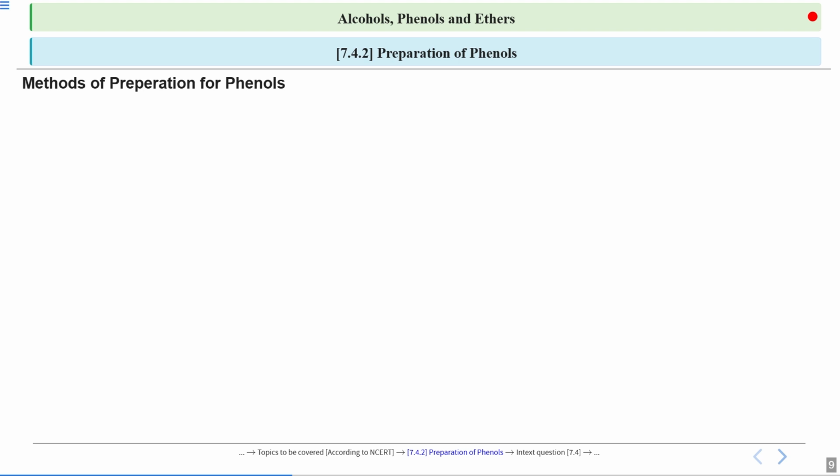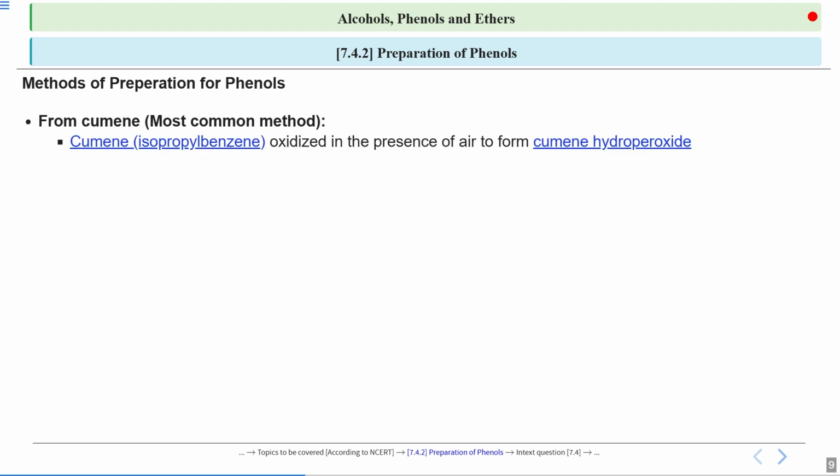If we see the next method, the fourth one for the preparation of phenols, that is from cumene. And this is a very common method for the preparation of phenols. So cumene is actually isopropyl benzene. Cumene is oxidized in the presence of air, that is oxygen, to form cumene hydroperoxide.